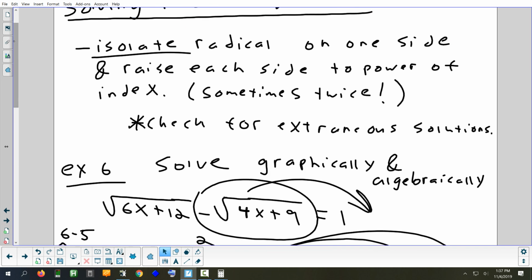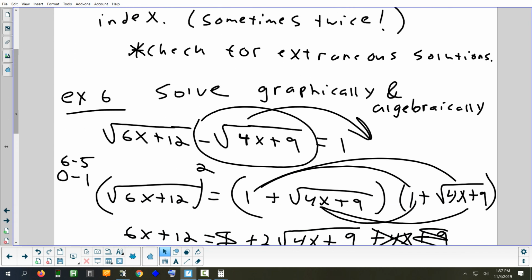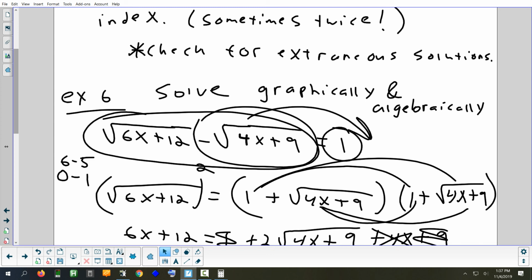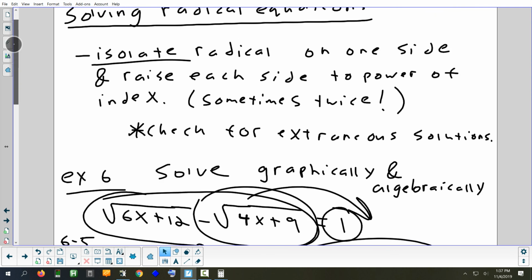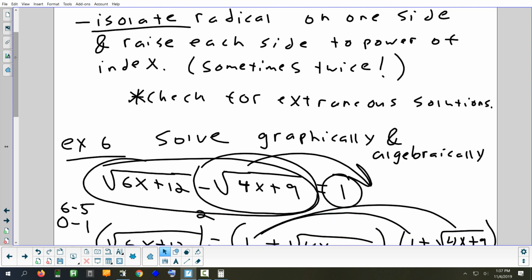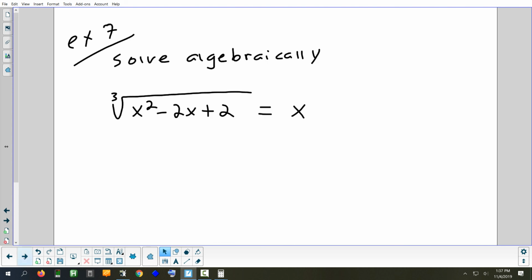Now, I'm not going to do it graphically, but if you were going to do it graphically, all you have to do is put all of that in y1, put that in y2, and then see where they cross. And they are going to cross in one spot. 4. That's it. Whoa, so why can't we solve everything graphically? Because that'd be so much easier. Because sometimes graphing isn't allowed. Yeah. That's so mean.